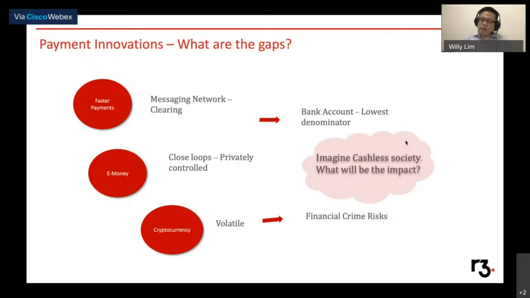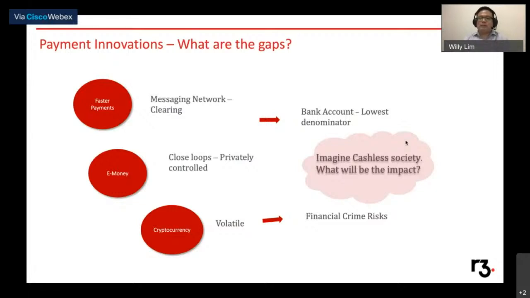The moment you require clearing, it requires a series of bank-to-bank transfers, and as it involves those, it creates more costs. So that's why there's always a high cost associated with payment. Number two, you have e-monies, which again work beautifully, but they mostly work within their own ecosystem.